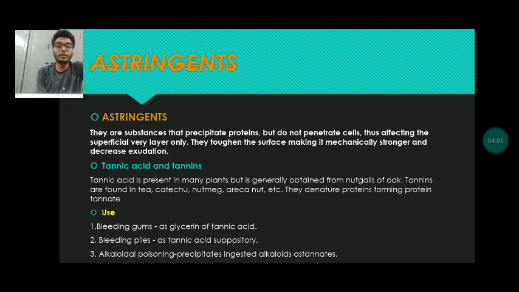Astringents are substances that precipitate protein but do not penetrate cells, thus affecting only the superficial layer. They toughen the surface, making it mechanically stronger, and decrease exudation. Tannic acid and tannins: tannic acid is present in many plants but generally obtained from nutgalls of oak. Tannins are found in tea, cashew, nutmeg, areca nut, etc. They denature protein, forming protein tannates. Uses: for bleeding gums as a glycerin of tannic acid, and for bleeding piles as a tannic acid suppository.